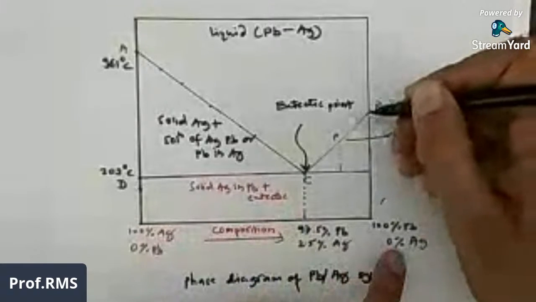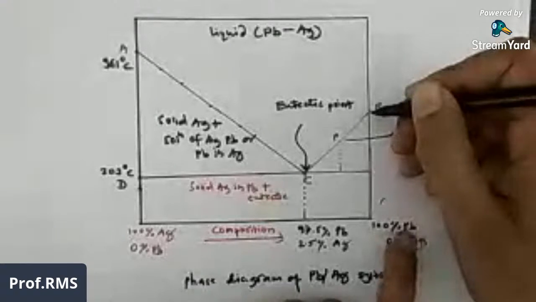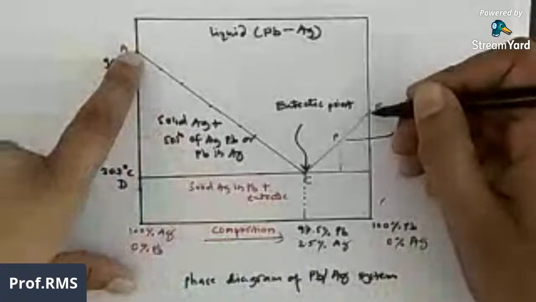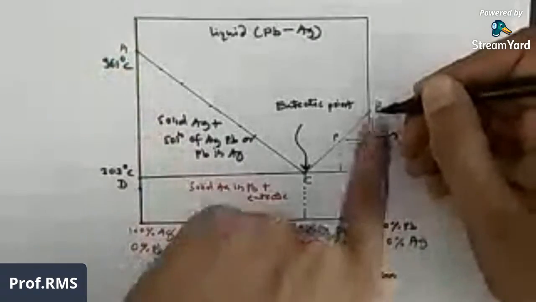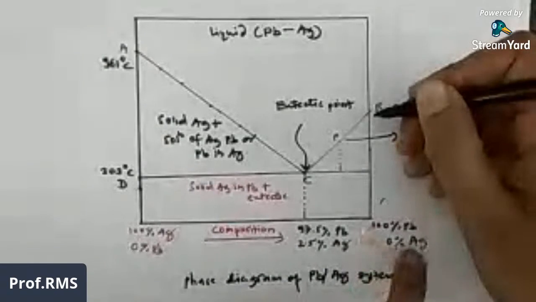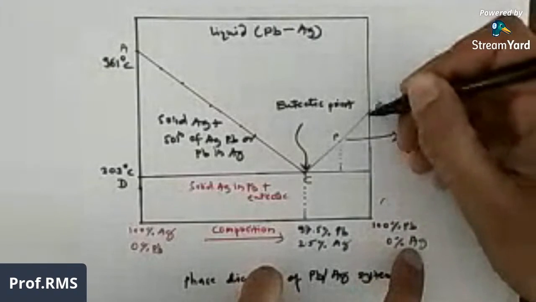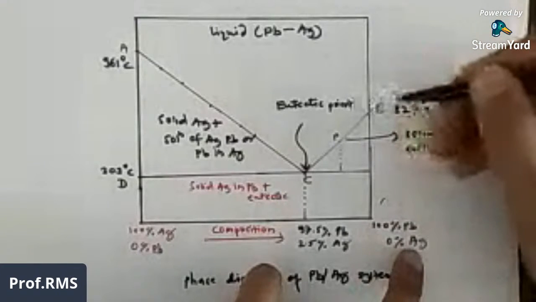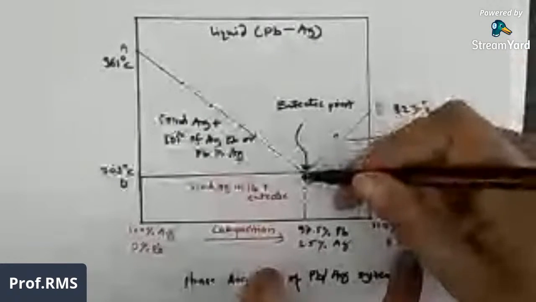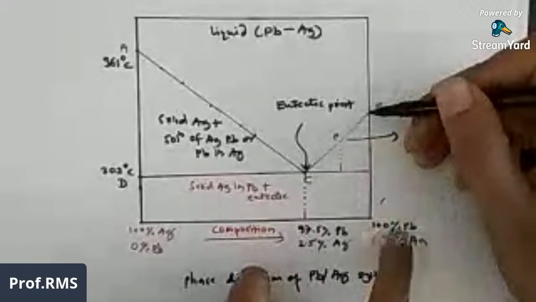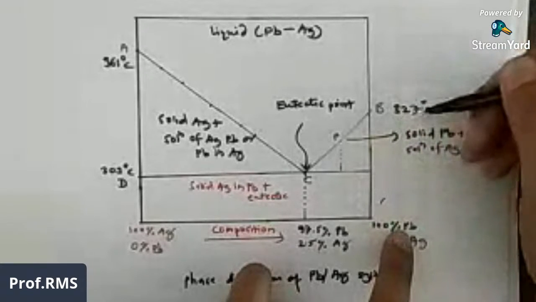silver, at this point we have 100% lead. Similarly, if we start adding silver into the lead, what will happen? Again, the melting point of lead gets reduced. Here we have 100% pure lead, with a melting point of 327 degrees Celsius.